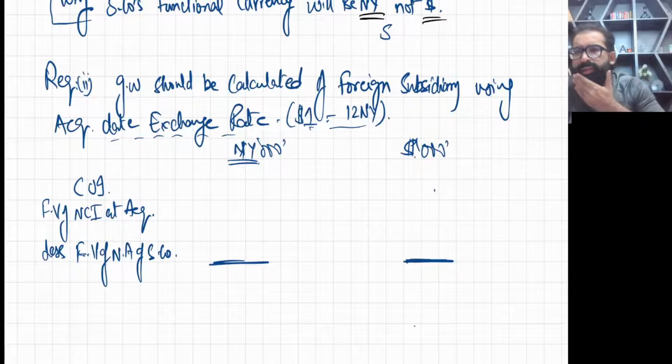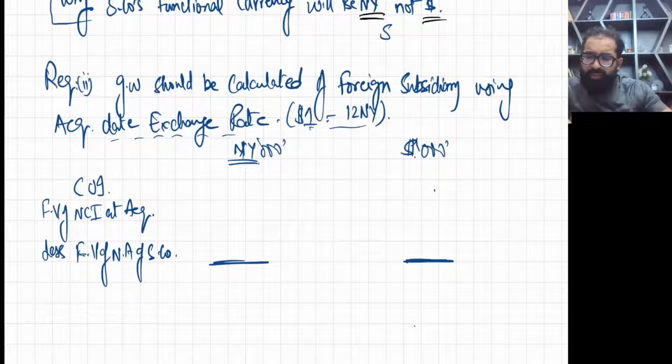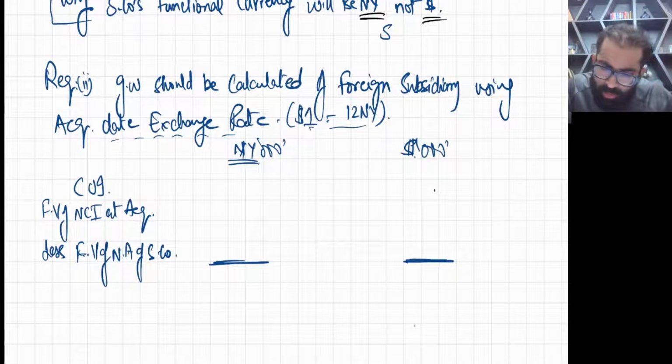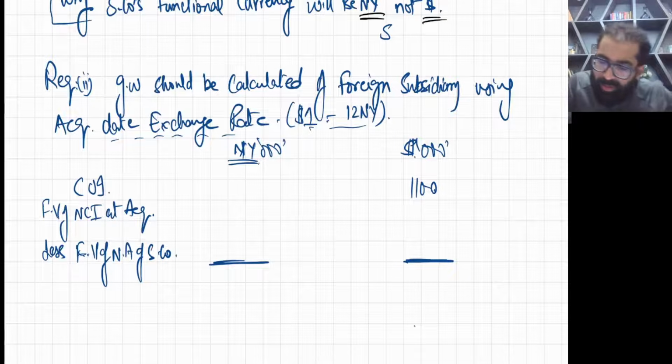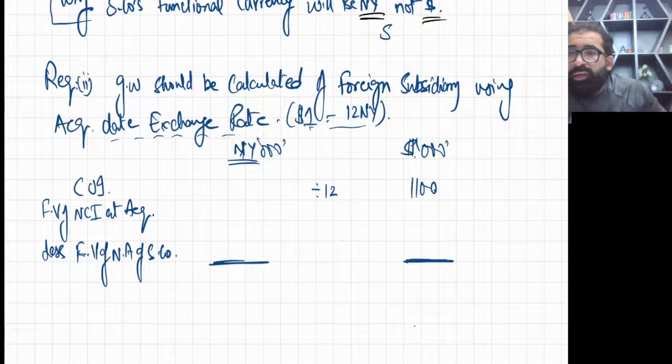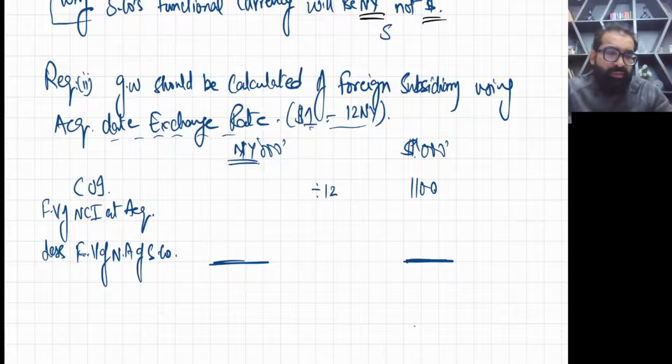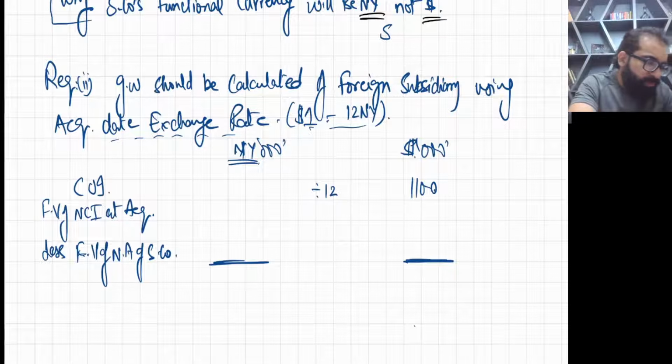Listen. Goodwill of a foreign subsidiary should be calculated using the acquisition date exchange rate. That is this. I've just written one line. Now let me start. They have given you the consideration in dollars, that was $1,100. Now everything should be done at the acquisition date. At the acquisition date, the rate was $1 equal to 12 NY. So $1,100 multiplied by 12 is going to be 13,200.